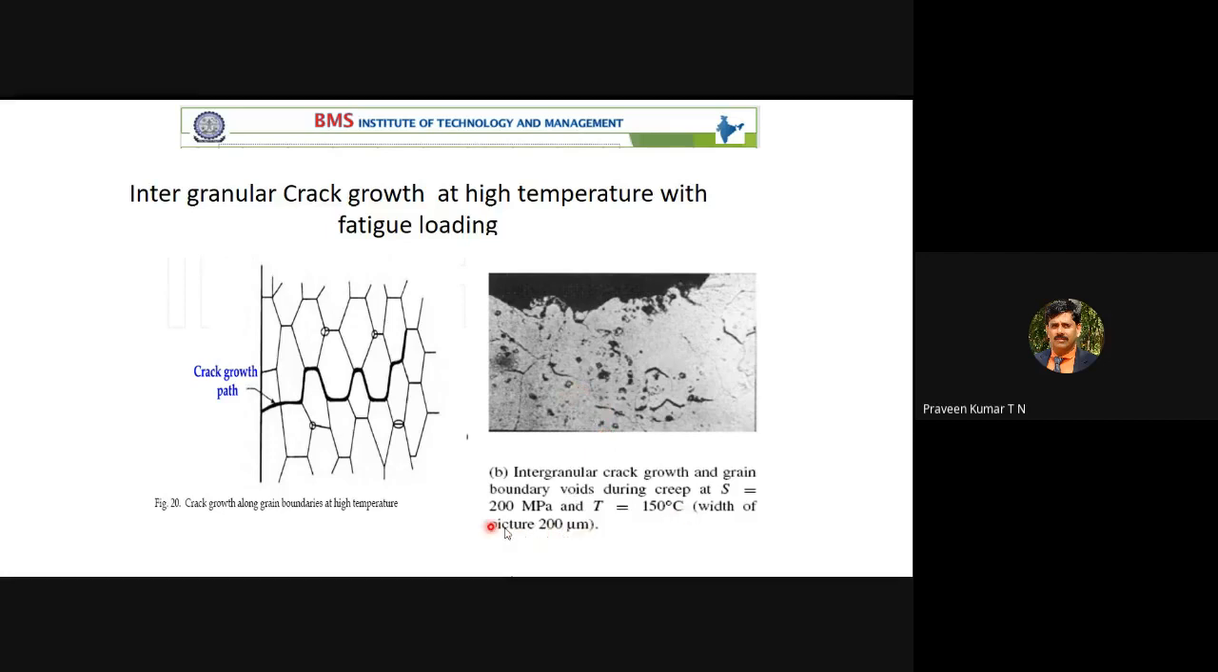The width of the figure, from this point to this point, is around 200 micrometers. 200 micrometers means 200 divided by 1000 mm, that is 0.2 mm. From this point to this point, the total width is 0.2 mm. So this side may be 0.001 mm. This is the schematic diagram of how fatigue loading takes place and the fatigue crack propagates. This is the actual diagram.